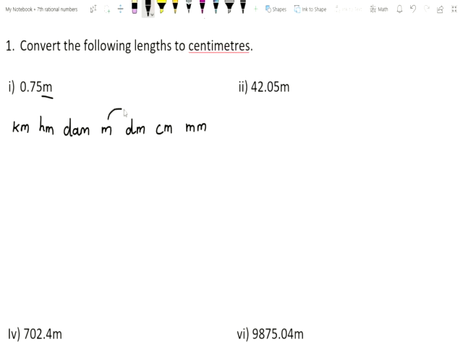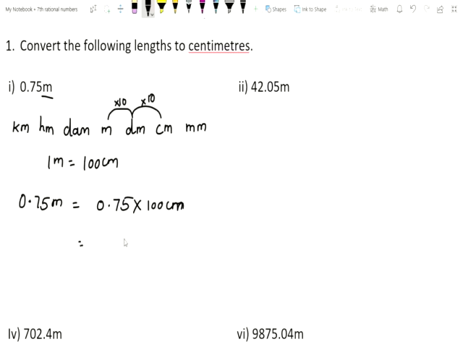So from meter you move to decimeter, and after that you reach centimeter. How many jumps did we make? 2 jumps. For each jump we multiply by 10. So 10 tens are 100. So 1 meter equals 100 centimeter. Here how many meters are given? 0.75 meter equals 0.75 into 100 centimeter.